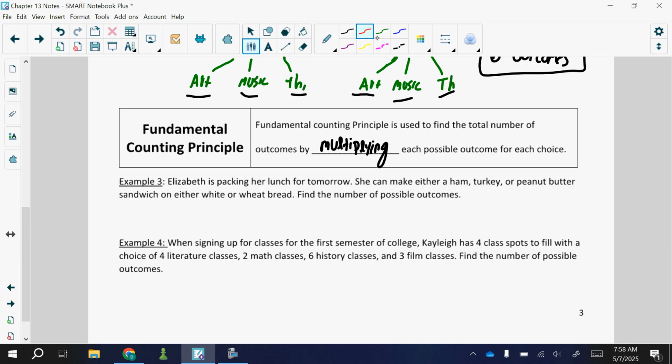So let's look at example 3. Elizabeth is packing her lunch tomorrow. She can make either a ham, turkey, or peanut butter sandwich on either white or wheat bread. Find the total possible outcomes. So for the sandwich, there's 1, 2, 3 choices, 3 times, and then there's 2 types of bread, 2. So 3 times 2 is 6. So there's 6 outcomes. And if you did a tree diagram or a list, it would show the same.